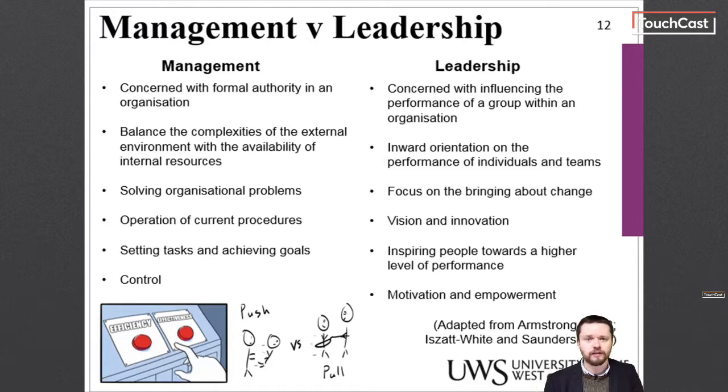Leadership, on the other hand, is concerned with influencing the performance of a group within an organisation. The objectives are achieved by placing focus on creating change, developing vision and promoting innovation, and inspiring people towards a higher level of performance, which motivates and empowers staff.